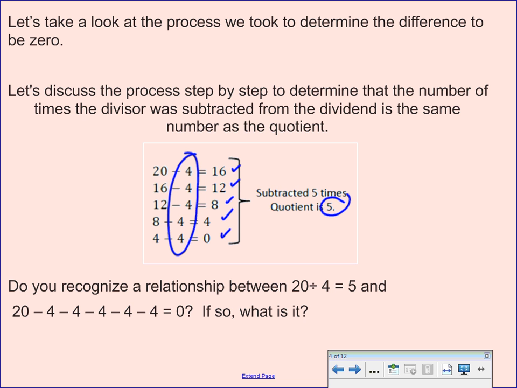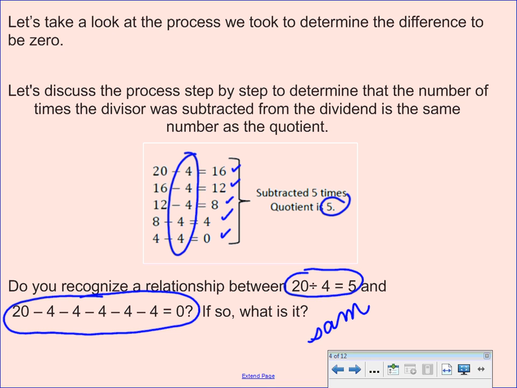5. So when we had 20 and we divided it by 4, take away 4, take away 4, take away 4. How many times did we take away groups of 4? 5 times. So the relationship between 20 divided by 4 equals 5, and 20 take away 4 5 times is the same. They both represent the same thing.